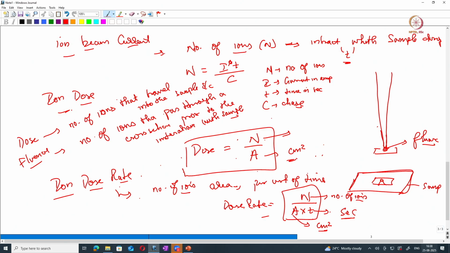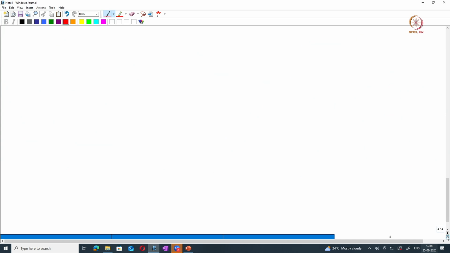So these are the three terms which you usually encounter when using the focused ion beam for sample preparation. You need to control the ion dose rate, ion dose, and also the ion beam current depending upon your sample. Correct? So these are the three physical parameters which we usually change during the sputtering process.